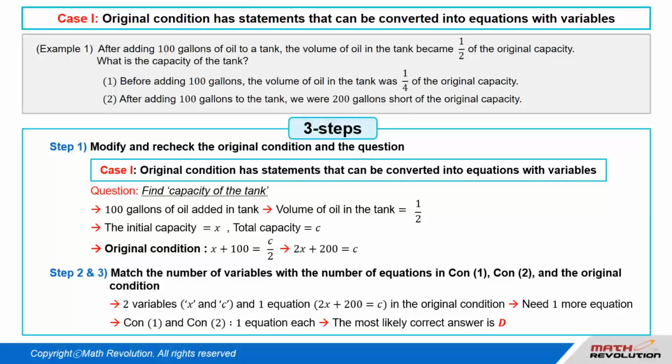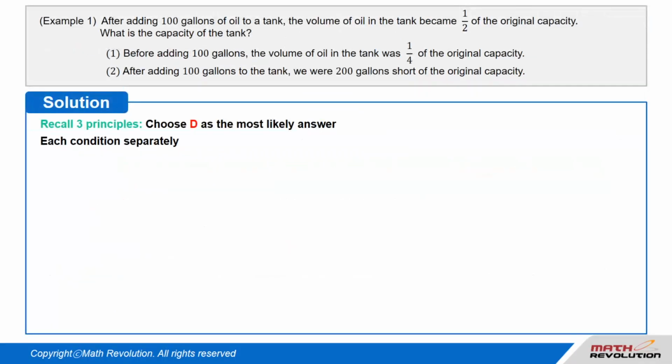Follow the second and the third steps. So, from the original condition, we have 2 variables, X and C, and 1 equation: 2 times X plus 200 equals C. To match the number of variables with the number of equations, we need 1 more equation. Since conditions 1 and 2 will provide 1 equation each, D would most likely be the answer. Recall 3 principles and choose D as the most likely answer.